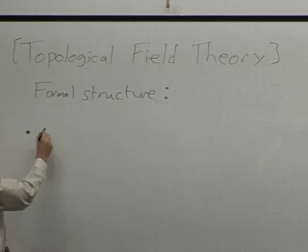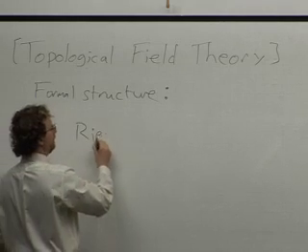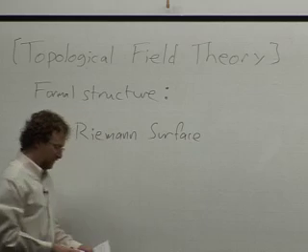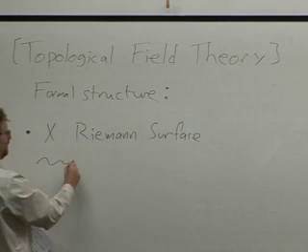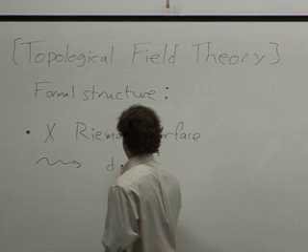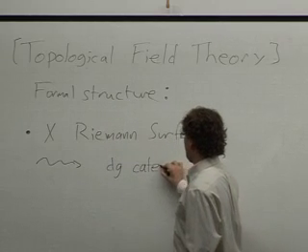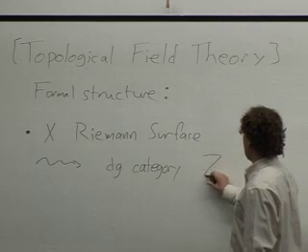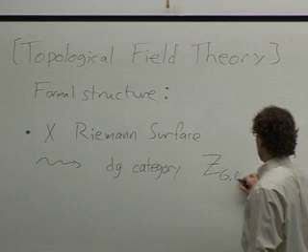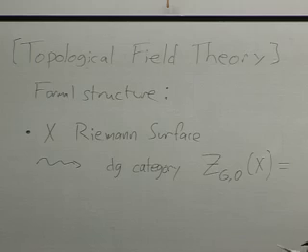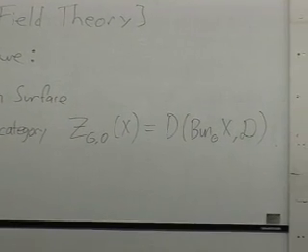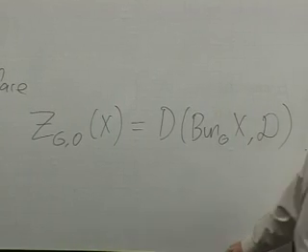So the first bit of structure: if X is a compact Riemann surface, we assign to X some kind of object, which is a differential graded category, and which I'm going to give a slightly funny notation. I'm going to call it ZG0 of X. And this is just a new notation for the derived category of D-modules on Bun_G of X. So this is the object we've been studying so far.